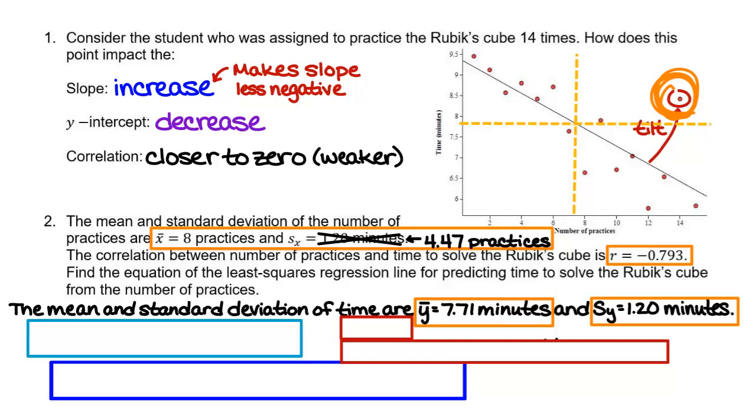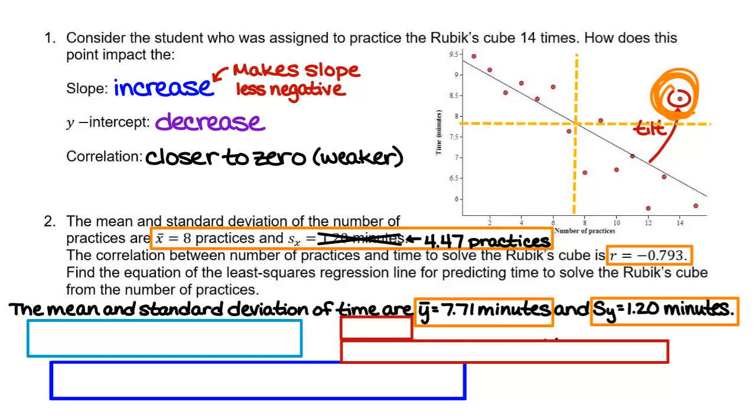All right, stuff that I had left out. I do know how this happened. My eyes just jumped lines as I was typing things out. I want to find the equation for the least squares regression line for predicting time to solve the Rubik's Cube. X bar is 8 practices, so that's the same as what's on your page. SX, the standard deviation of X, is 4.47 practices. Please go ahead and change that on your paper.